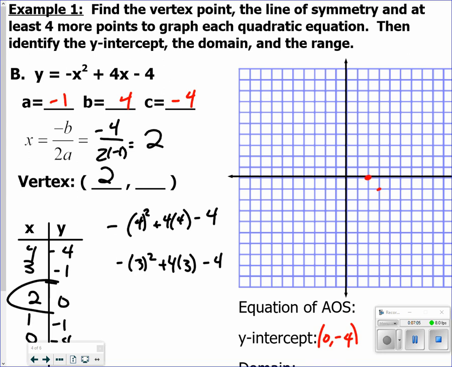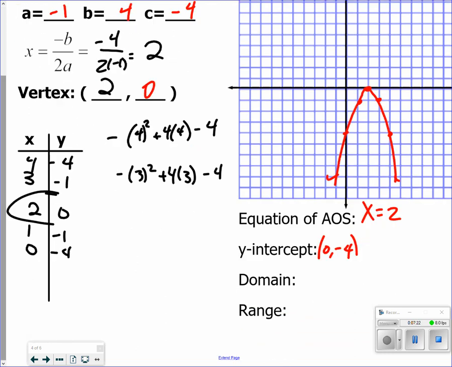3, negative 1. 4, negative 4. So there it is. So I've found the vertex to be at 2, 0. Axis of symmetry, already found that to be x equals 2. And so now for domain and range. This is a downward parabola. So the domain is going to be all real numbers. Range is going to be y is less than or equal to whatever the y value of the vertex is. So y is less than or equal to 0.